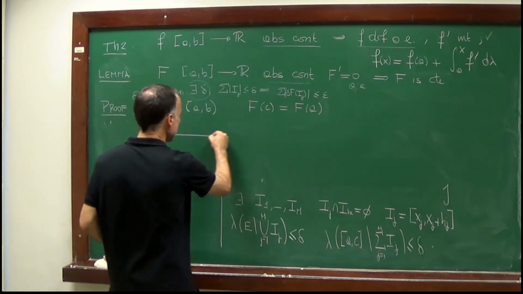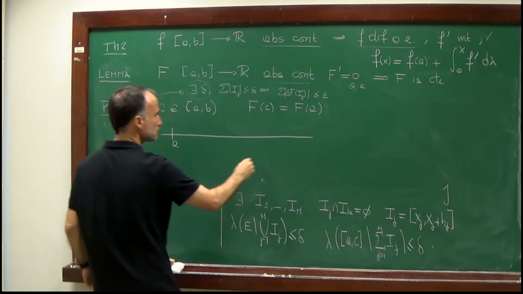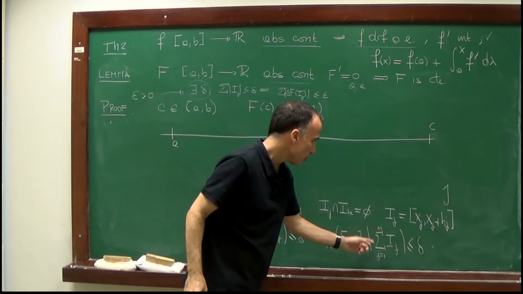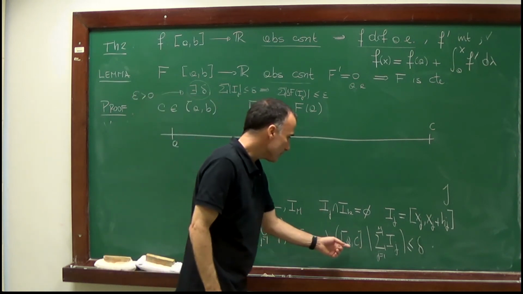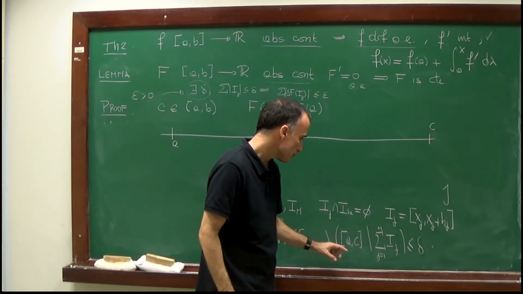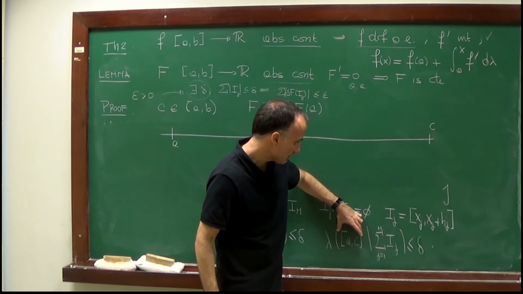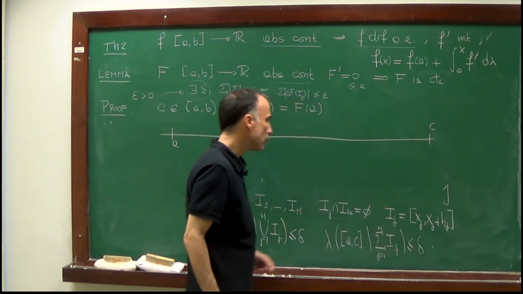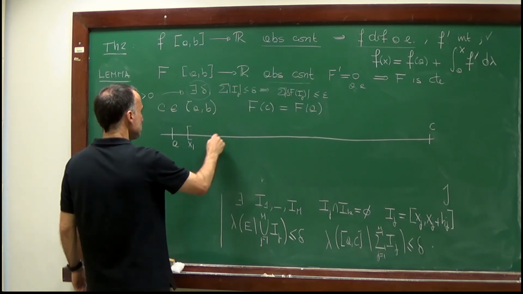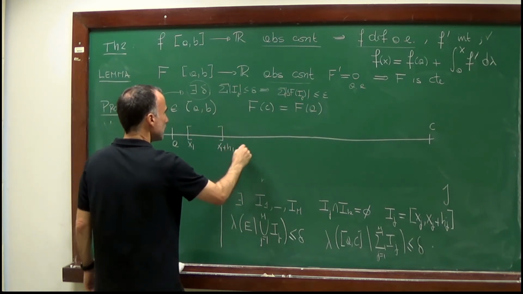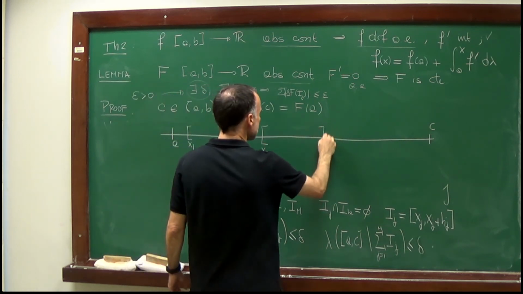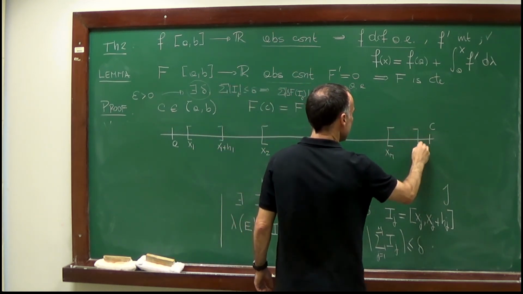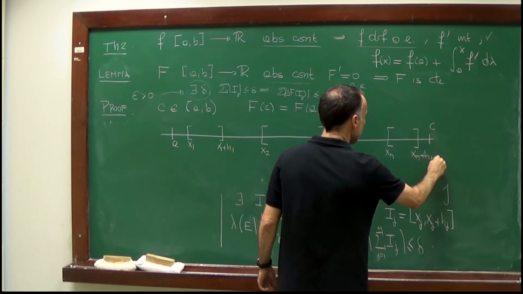So here is my interval AC. And I just obtained these intervals, and I know that, these are intervals, so if I take this interval and remove from that interval these intervals, I get the union of intervals. So let me assume that these intervals are ordered. So here is x1 and x1 plus h1. Here is x2 and x2 plus h2, and finally xm and xm plus hm. Okay.